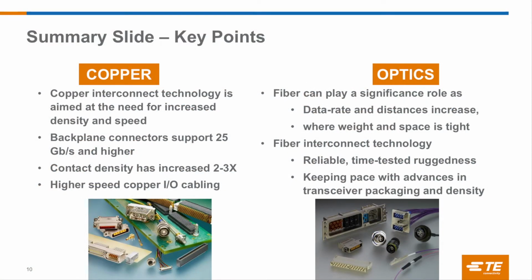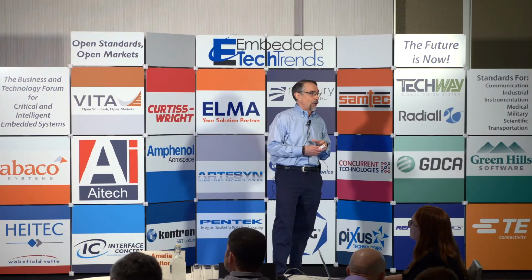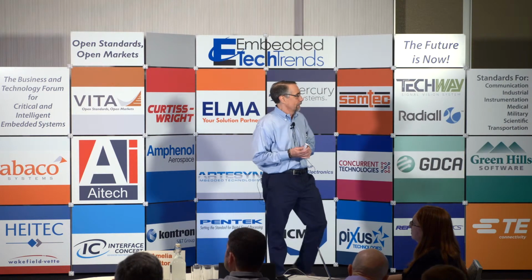So if you just want to summarize some of the key points as you look at the trends in copper and fiber optic interconnects, copper's continuing to increase speed. I think several people have talked about that today. There's backplanes that support 25 gig and higher type solutions. The contact densities have increased 2 to 3 times in recent time. And there are higher speed copper I/O cabling solutions out there. But ultimately you run out of distance.